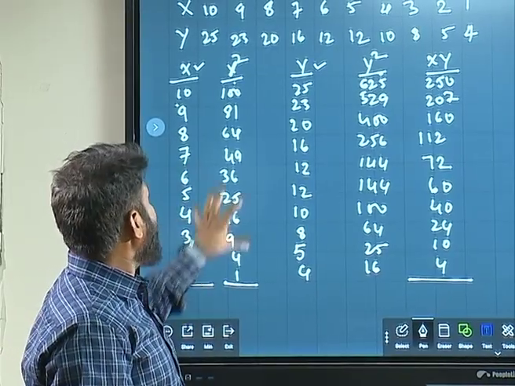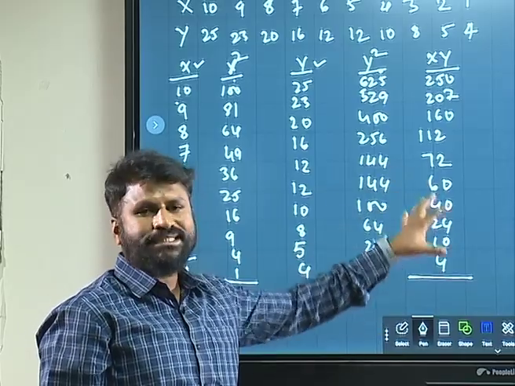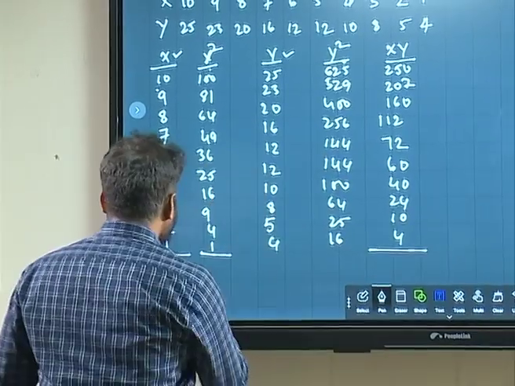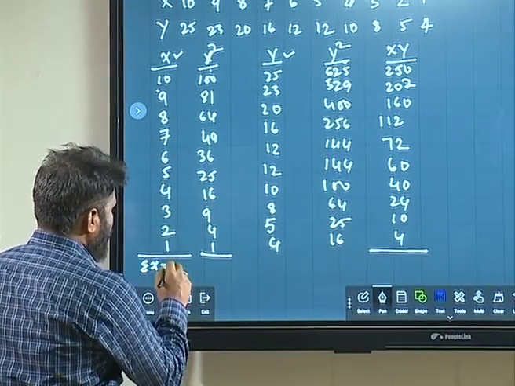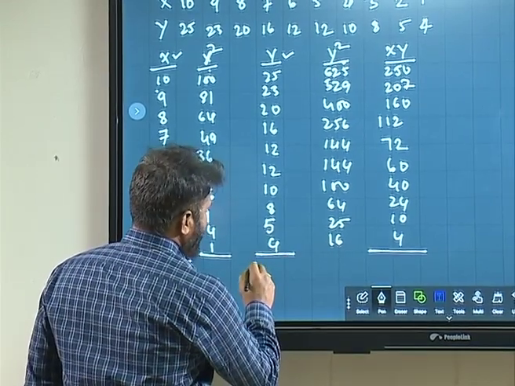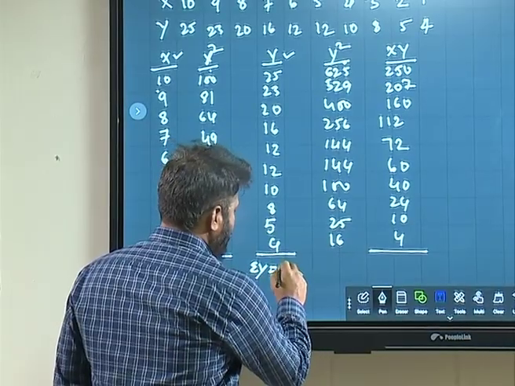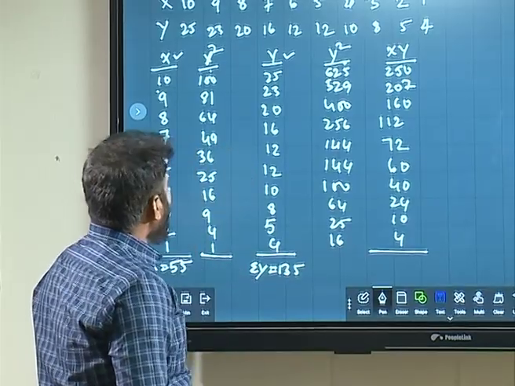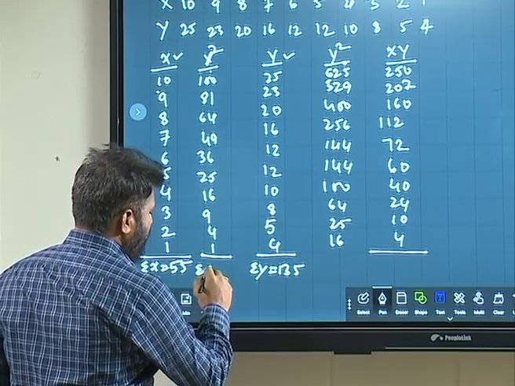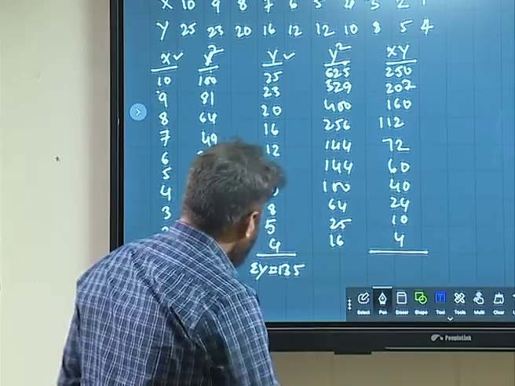X value how much, x square value how much, y value how much, y square value how much, and x into y value how much. So we have to total up all the values. So here sigma x is equal to 55 and next sigma y is equal to 135, and sigma x square, the aggregate of the x square values, is equal to 385.